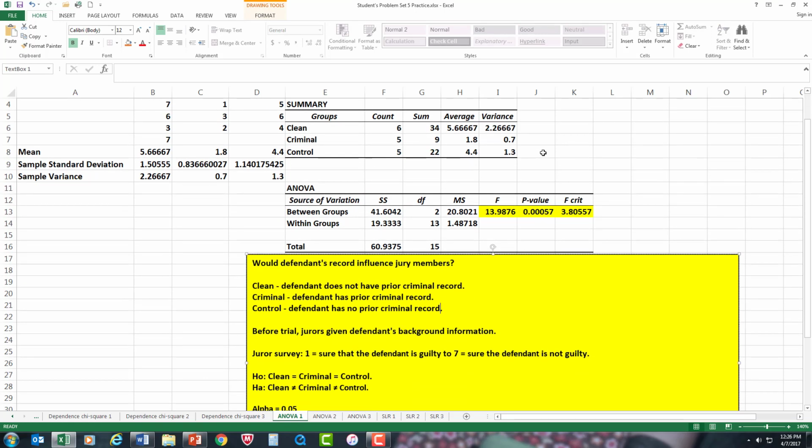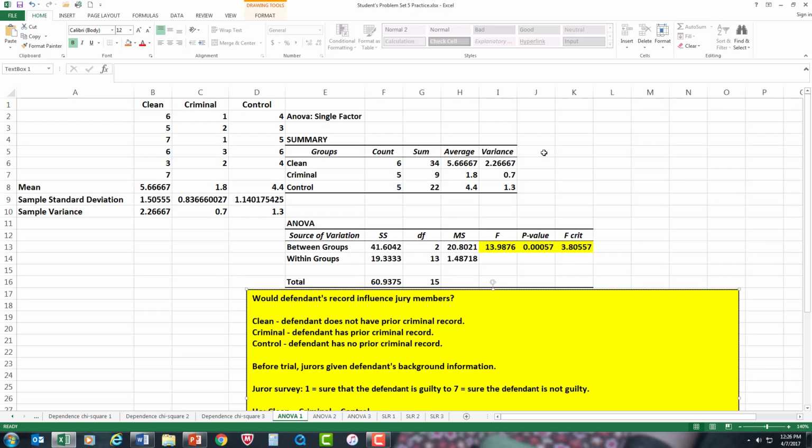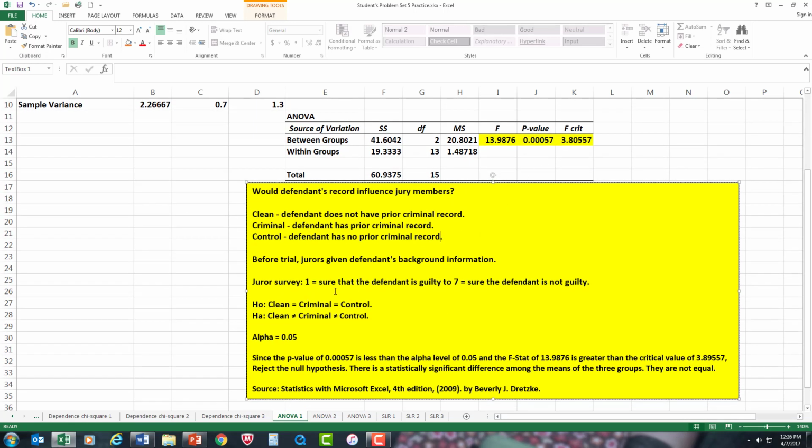What they apparently did was ask the jurors to fill out a questionnaire, which probably just asked them, do you think the defendant would be guilty or not guilty? 1 is sure that the defendant is guilty, up to 7, sure the defendant is not guilty, with the other numbers in between.